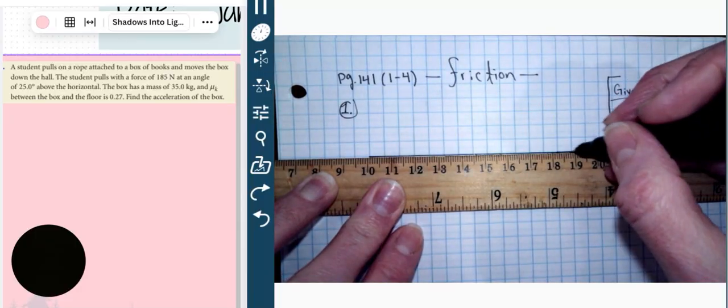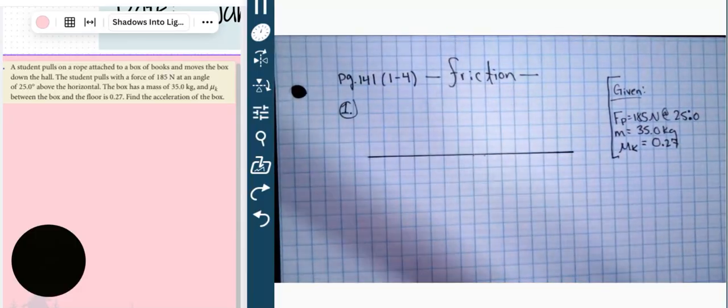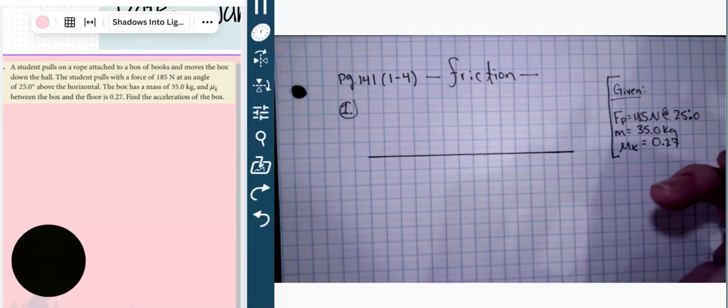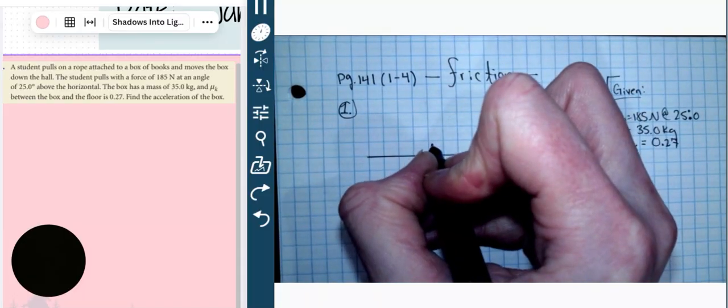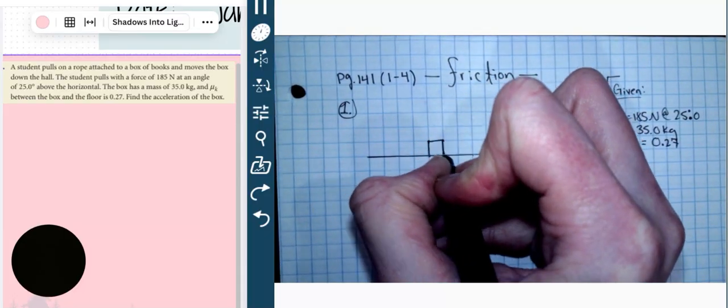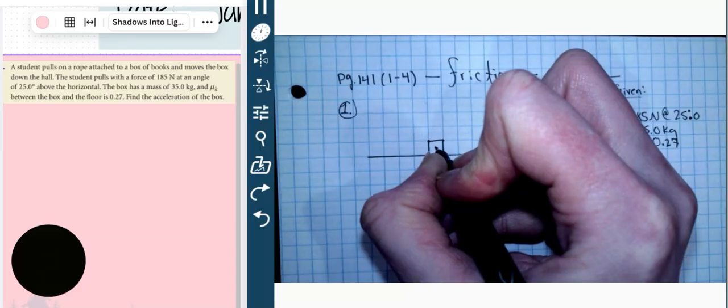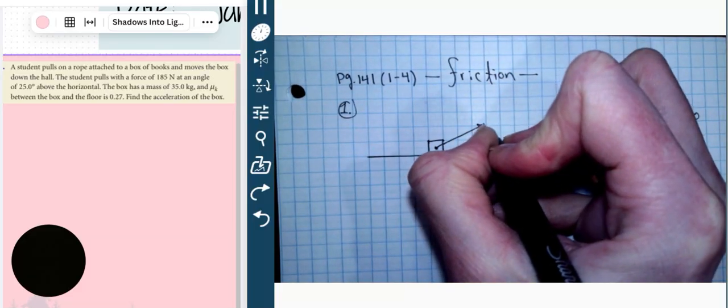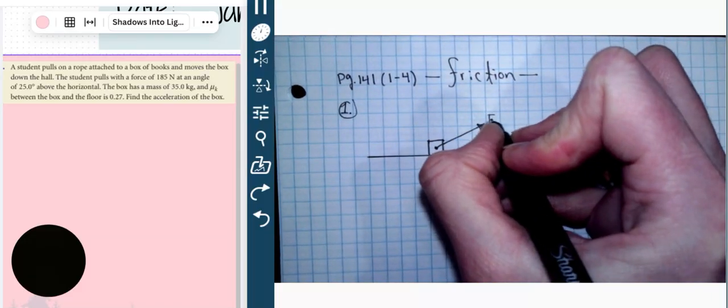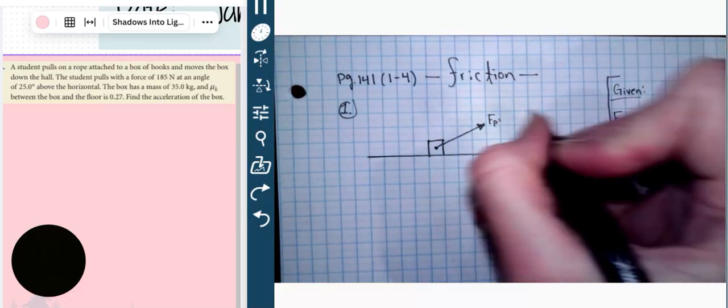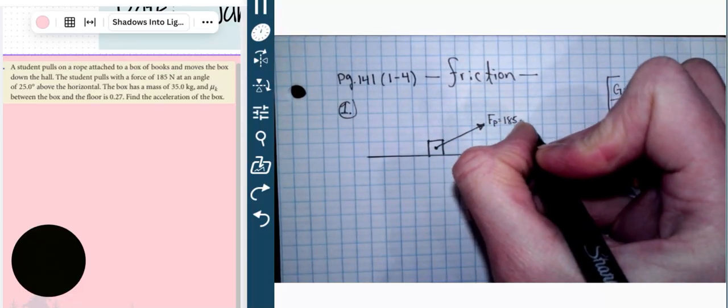If you tried jumping right into number 2, you probably were a little confused. Alright, a box. There is a rope attached. I'm going to just start with the rope attached to the center of mass to make it easier. And a force pull of 185 newtons.